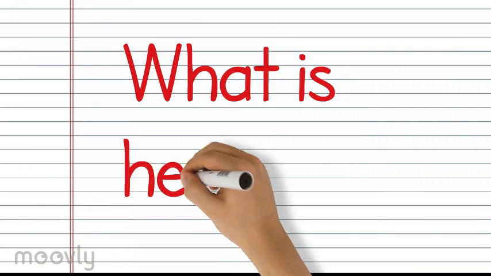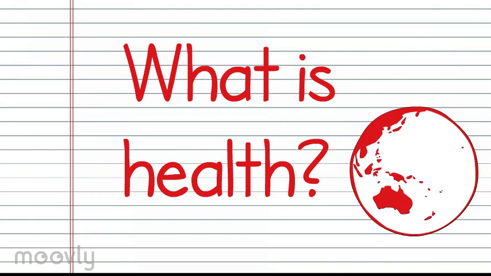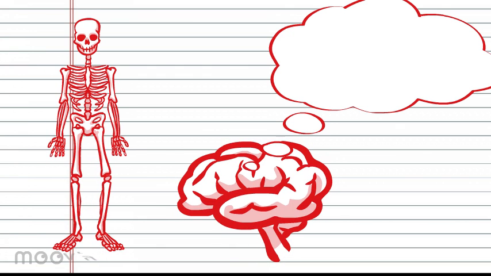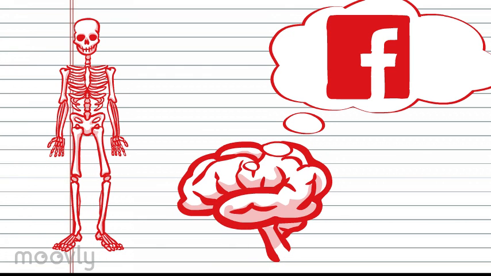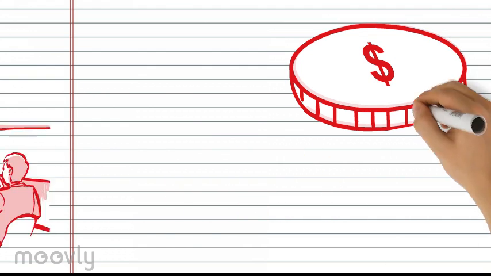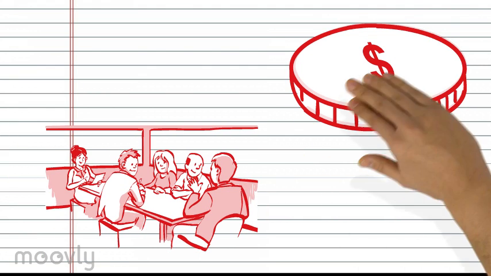How do we define health? Well, according to the World Health Organization, the term refers to a state of complete physical, mental, and social well-being, and not merely the absence of disease. Many economic and social factors influence our health and are often overlooked.